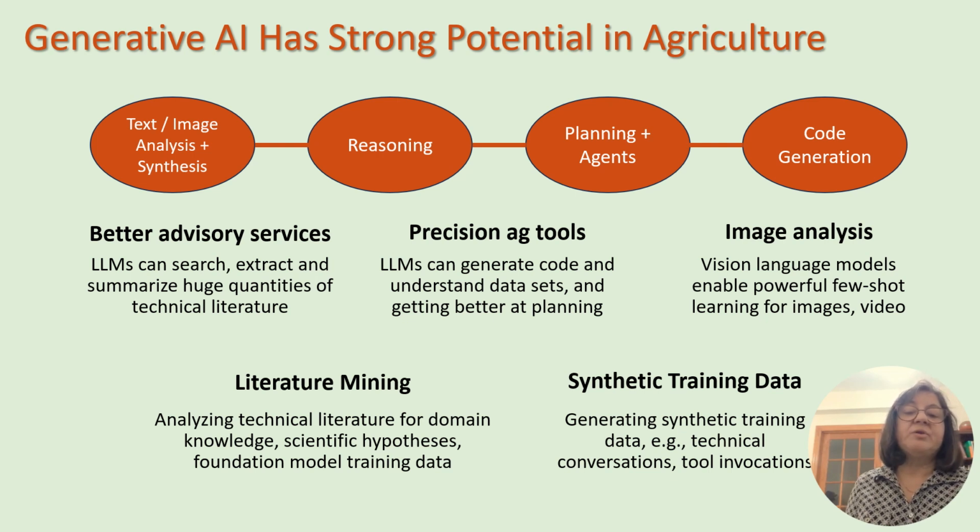Additionally, generative AI has strong potential to provide advice to farmers on how to address various agricultural problems. And this is like a chat GPT. There's better advisory services that can be tailored to the needs of the farm.